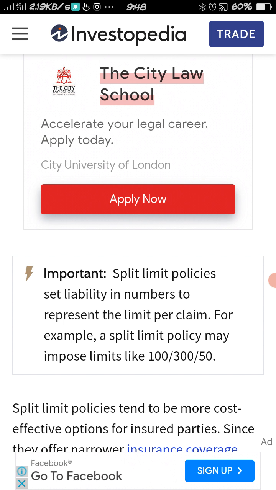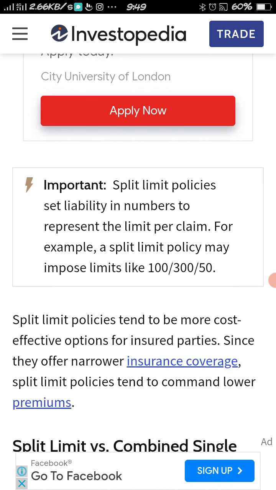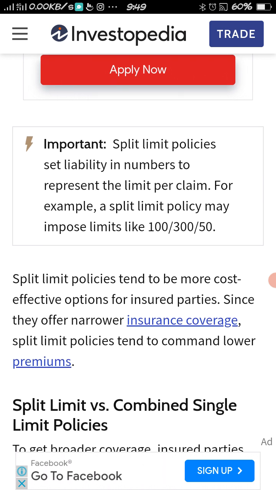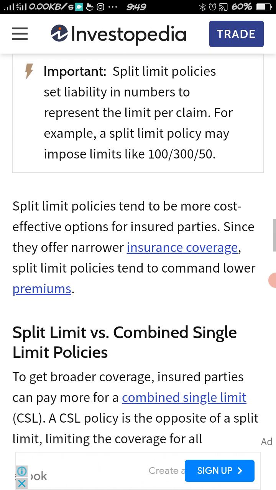Important: split limit policies set liability in numbers to represent the limit per claim. For example, a split limit policy may impose limits like 100 per 300 per 50. Split limit policies tend to be a more cost-effective option for insured parties since they offer narrower insurance coverage. Split limit policies tend to command lower premiums.